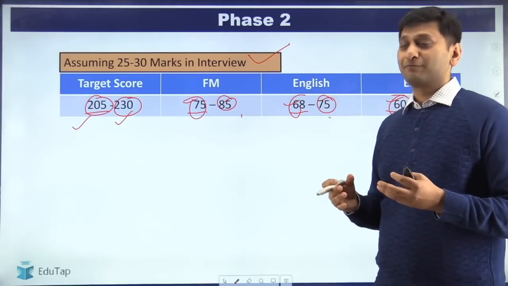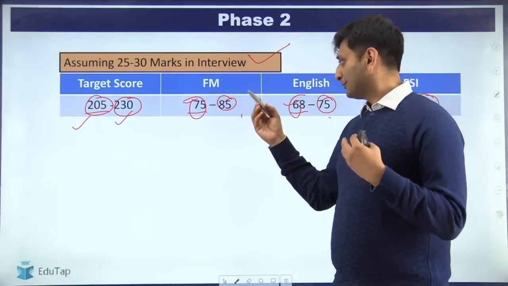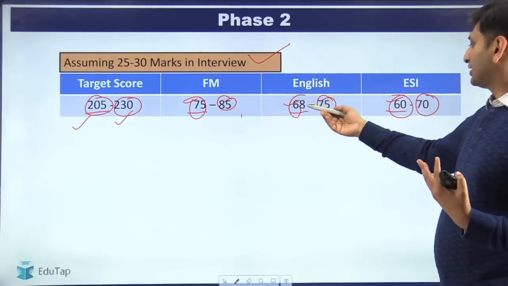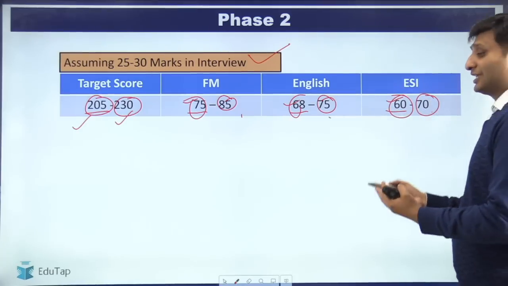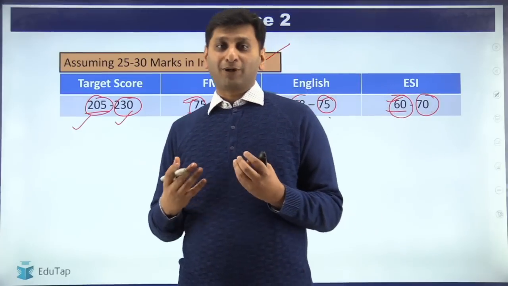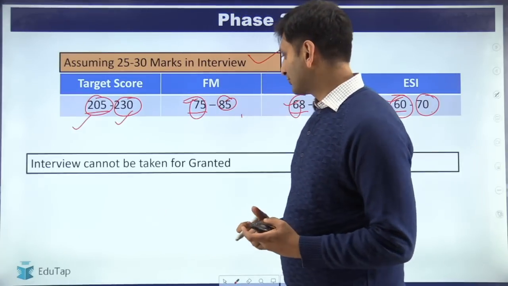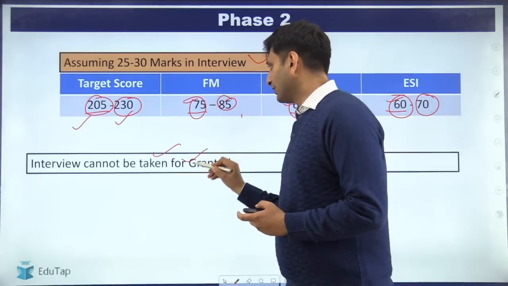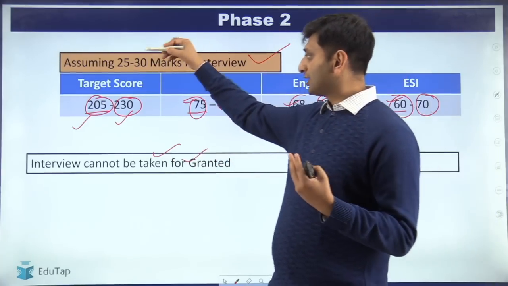gets a little lightened up. Because here, scoring 75 to 85, 68 to 75 or 60 to 70 in ESI can be burdensome. You will take too much pressure. So I think just do not take the interview for granted. Always assume that you will do much better than this.